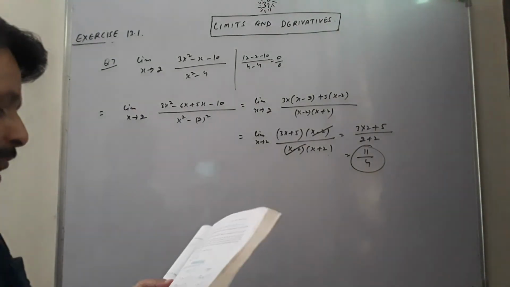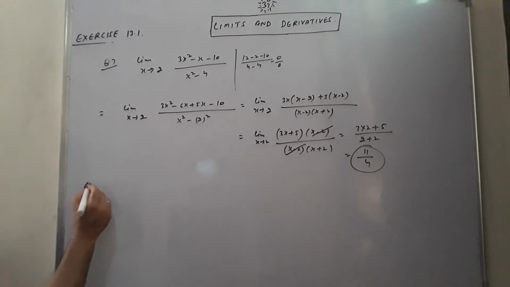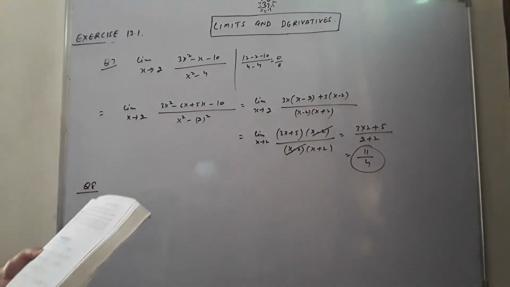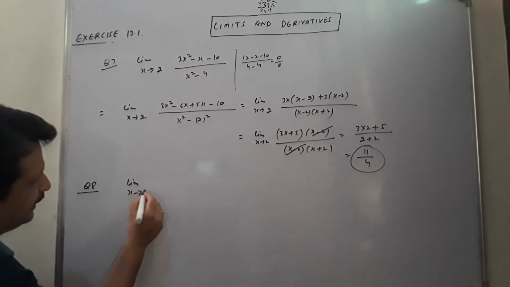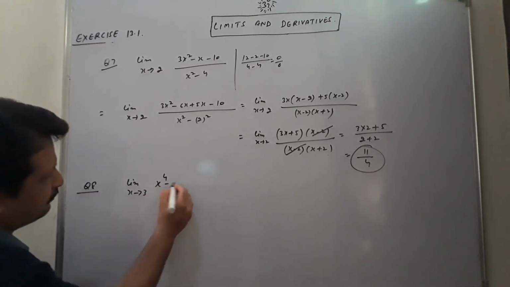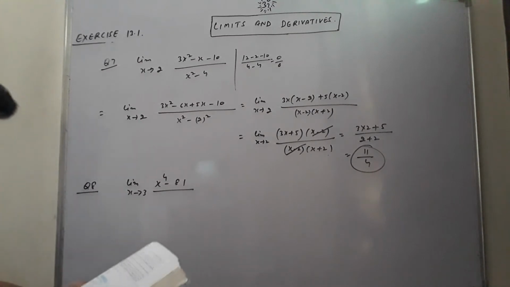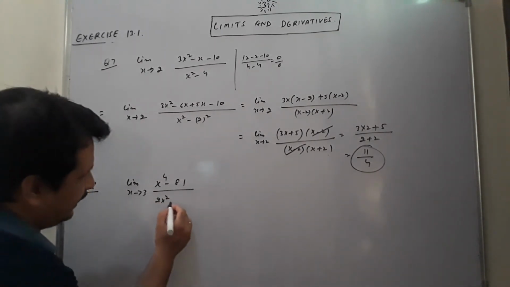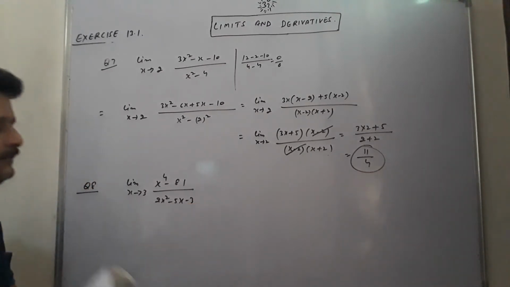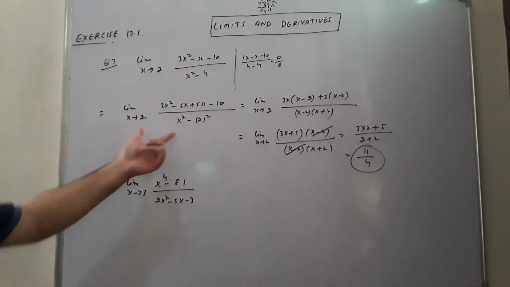So this is your question number 7 students. Let us come to question number 8. In question number 8, limit x tends to 3, x to the power 4 minus 81 upon 2x square minus 5x minus 3. I think this question is also the same as this question.